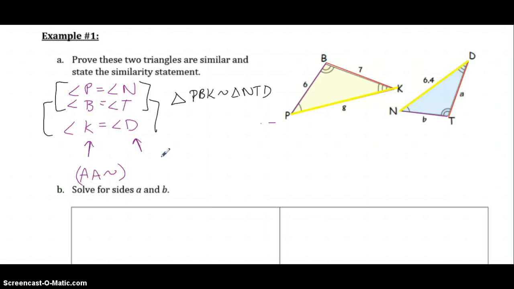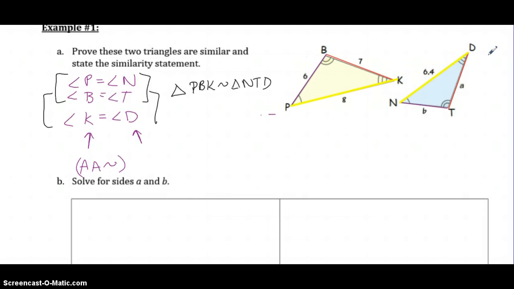So how tall is the tree? So I set up my proportion. The tree side matches with the guy side, and then the 20 matches with the 4. If you wanted to write your similarity statement, your ratio of corresponding sides, you could have done that. I actually just noticed I didn't write my similarity statement, so I'm going to do that right now.